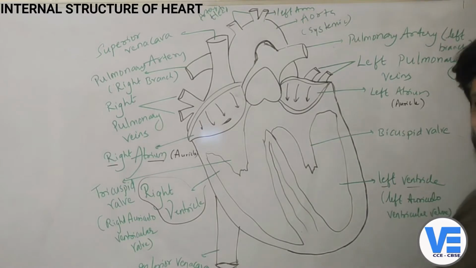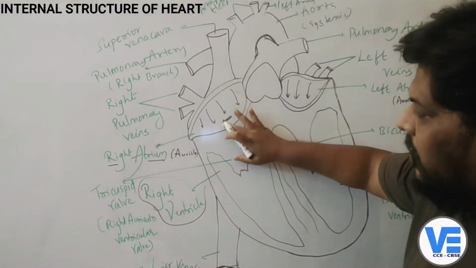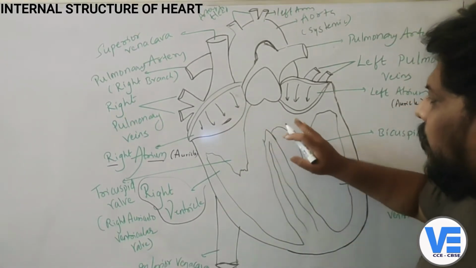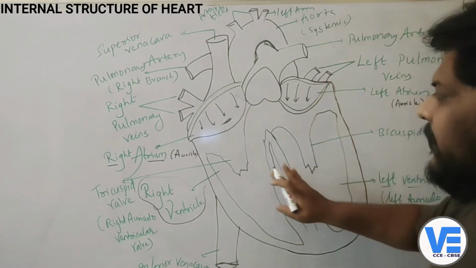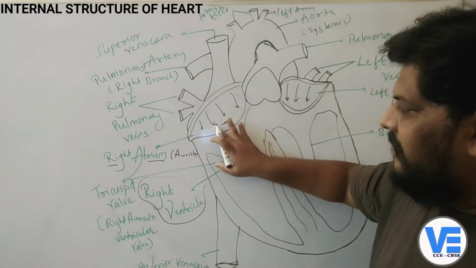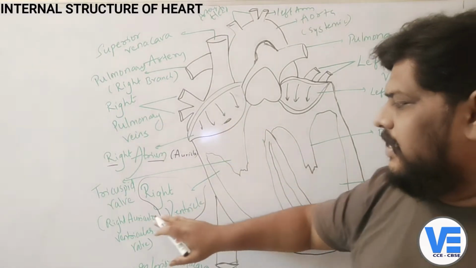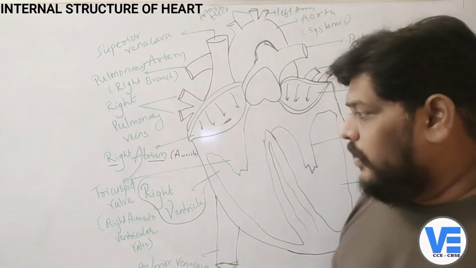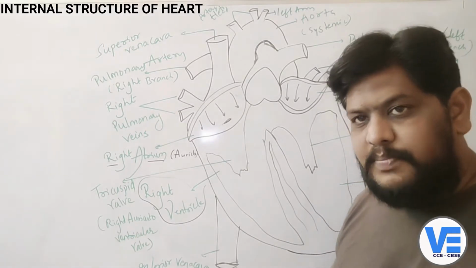There is a valve present between the right auricle and the right ventricle, and also a valve present between the left auricle and the left ventricle. The valve which is present between the right auricle and the right ventricle is called the right auriculo-ventricular valve, which is also known as the tricuspid valve.